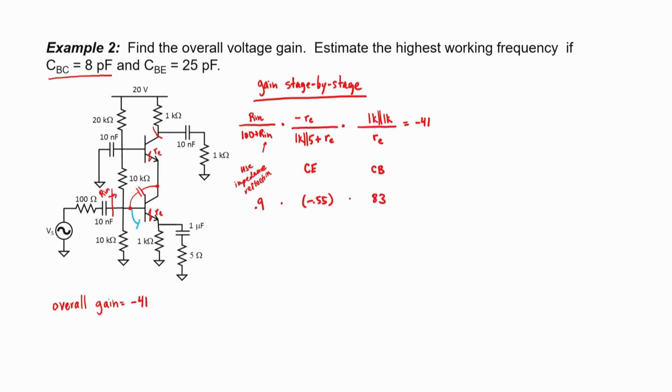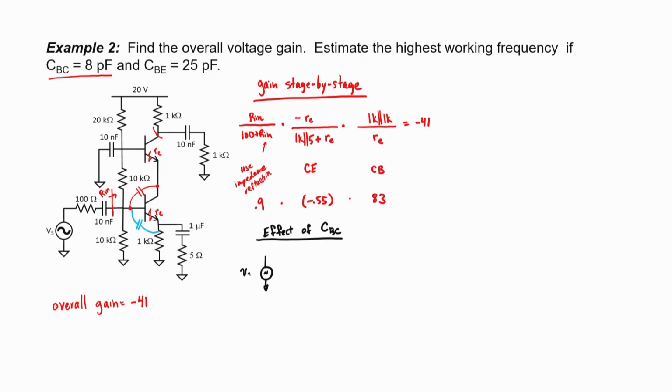The 25 picofarad capacitor that connects the base of the transistor down to the emitter transistor is not going to matter, just like it didn't matter in the last problem. Let's see what the effect is of CBC for the lower transistor.